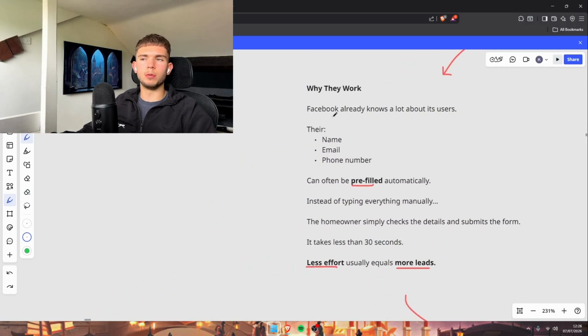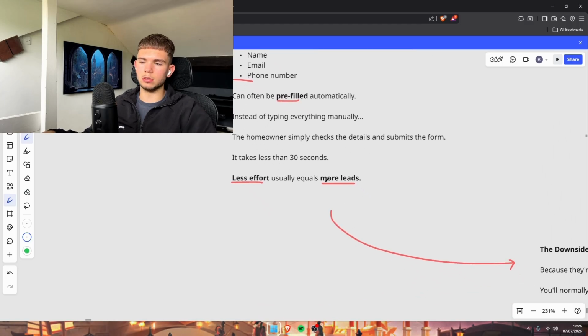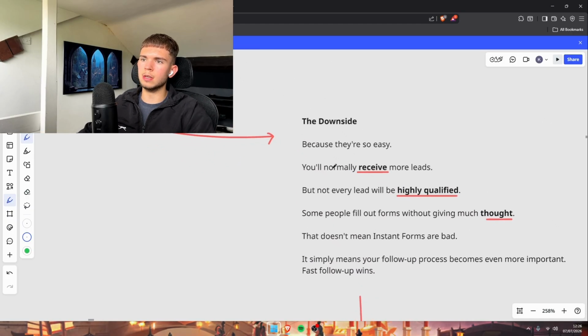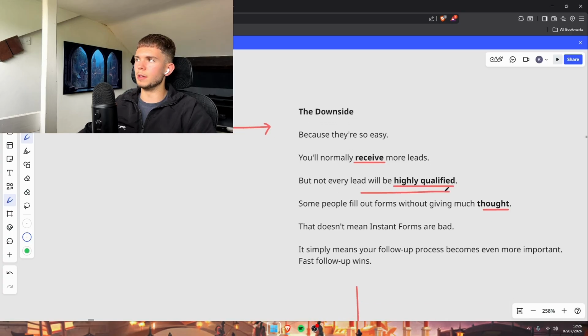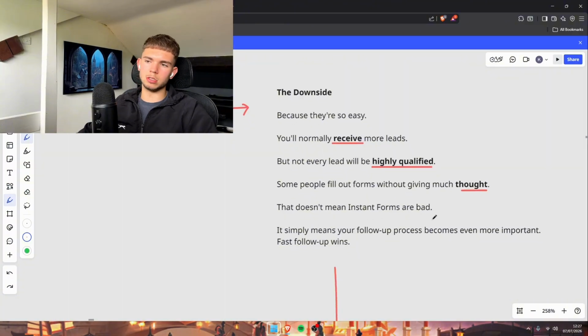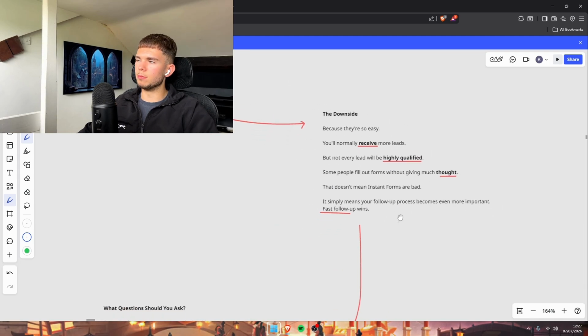Why they work. Facebook already knows a lot about its users, right? They know their name, their email, their phone number, and can often pre-fill them automatically instead of typing everything manually. The homeowner simply checks the details and submits the form, and that takes less than 30 seconds. So obviously, less effort usually equals more leads. Now, the downside is because it is so easy, you'll normally receive more leads, but not every lead will be highly qualified. Some people fill out forms without giving much thought to it, but that doesn't mean that instant forms are bad. It simply means your follow-up process becomes very important, so faster follow-ups often win.